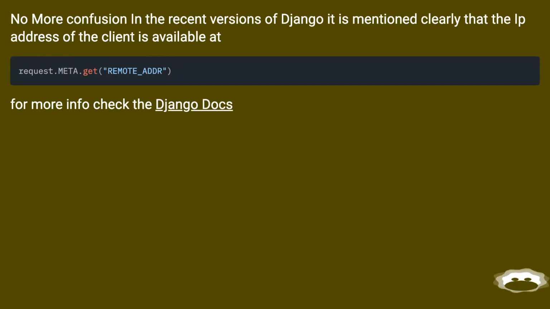No more confusion. In the recent versions of Django it is mentioned clearly that the IP address of the client is available at. For more info check the Django docs.